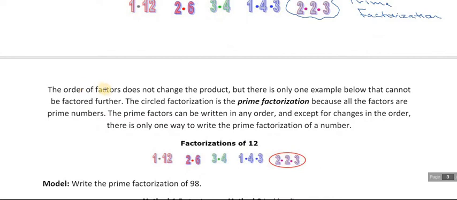The order in which we write factors doesn't change our product, but there's only one particular version that is the prime factorization that cannot be factored farther, and that's what I indicated in the previous example, also circled down here. This is called prime factorization because all of the factors are prime numbers. Technically, our prime factors can be written in any order, but I like to put my prime factorization in order with my factors written smallest to largest.